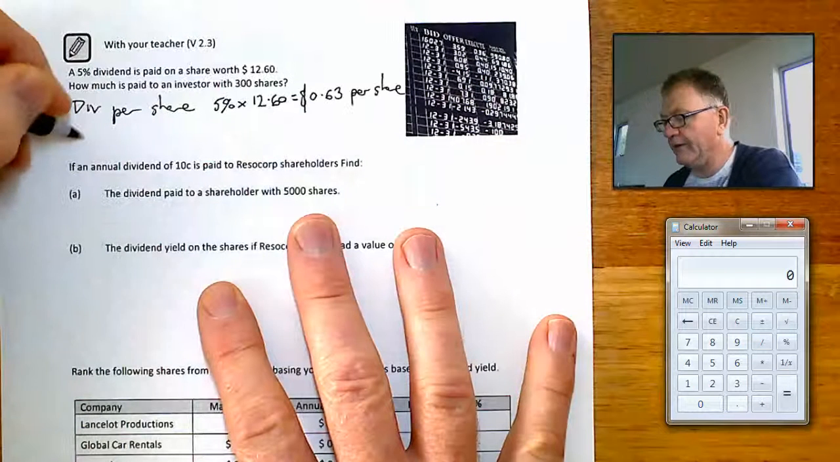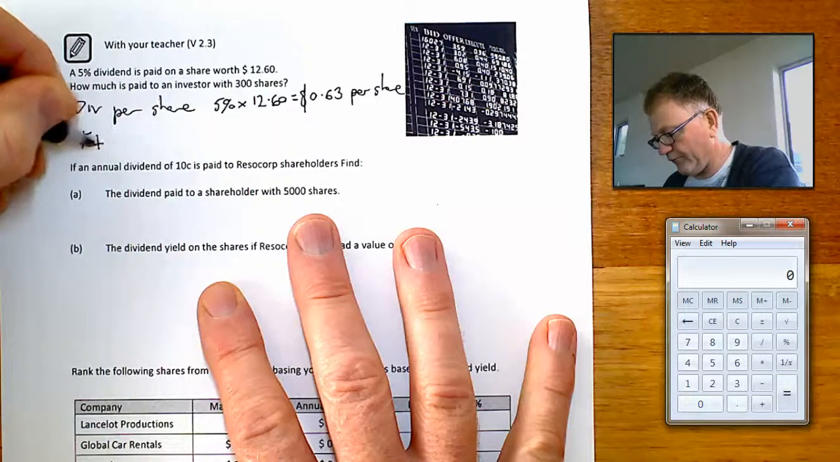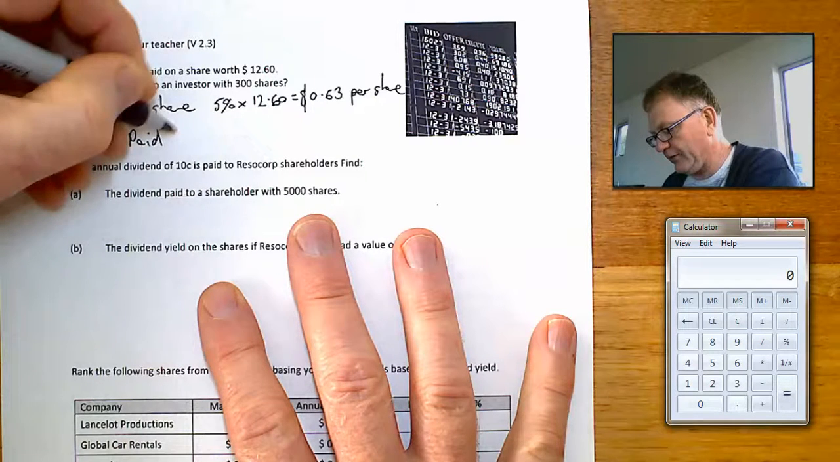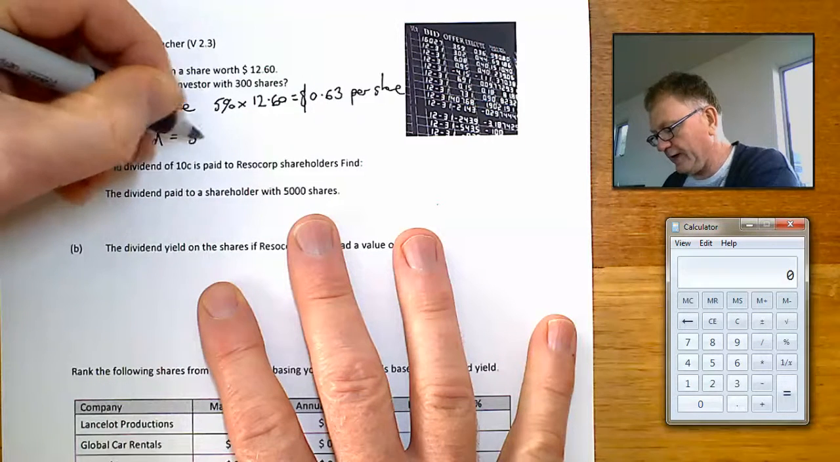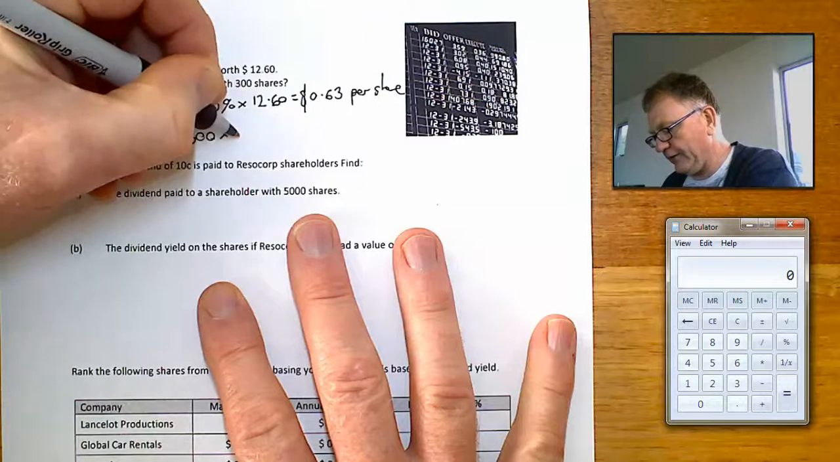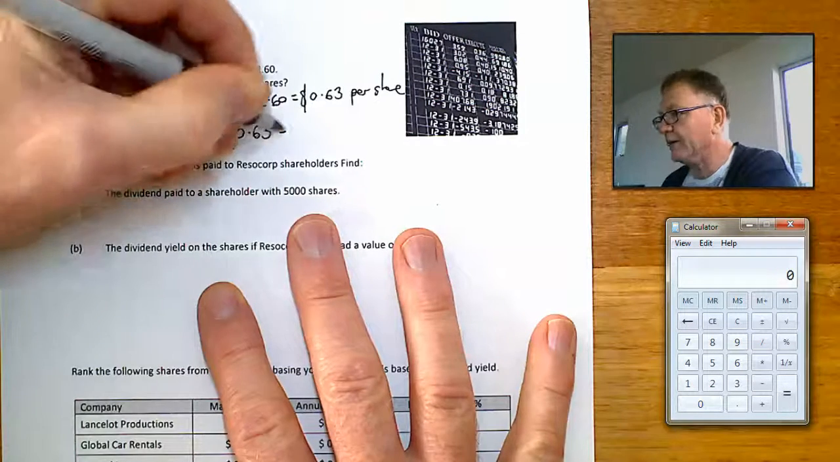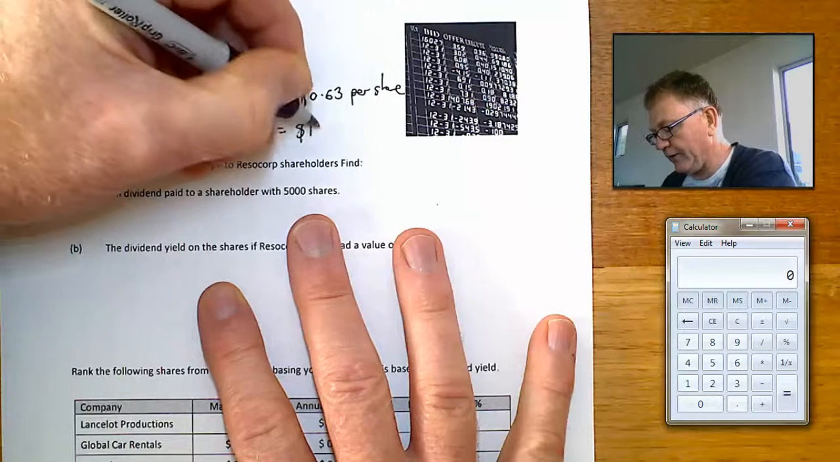Now this investor has 300 shares, so he'll get 300 lots of 63 cents. It works out to be a total of $189.